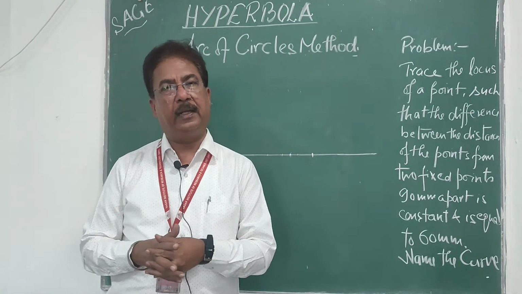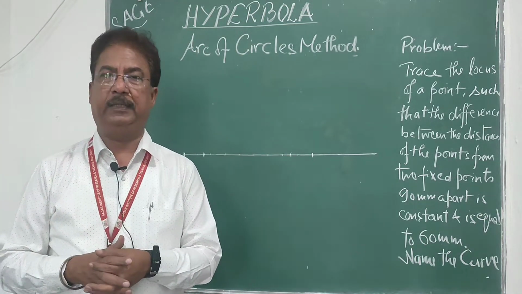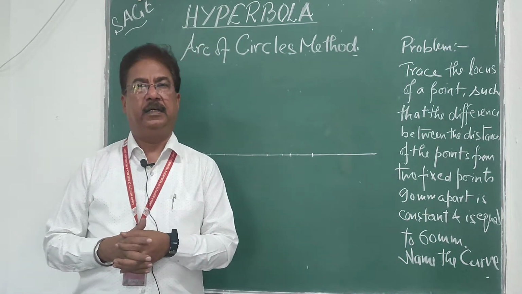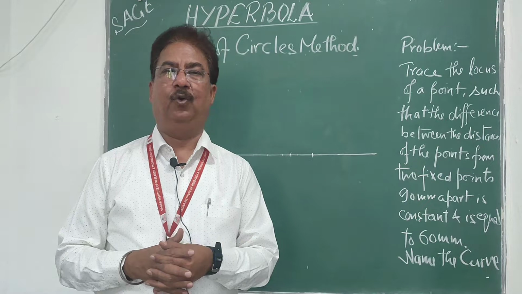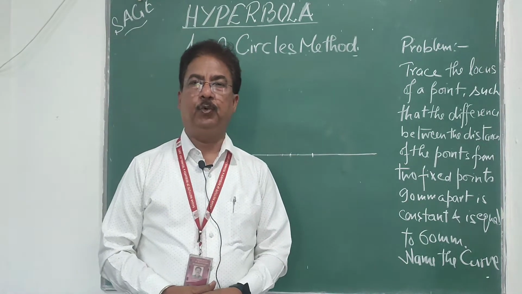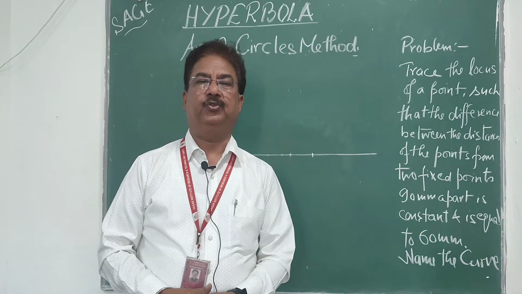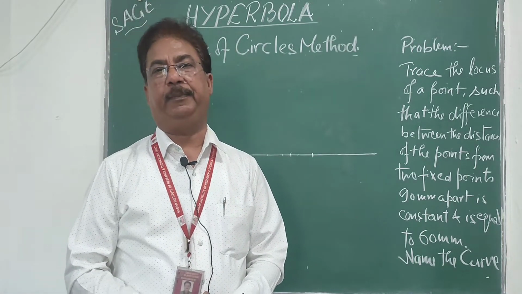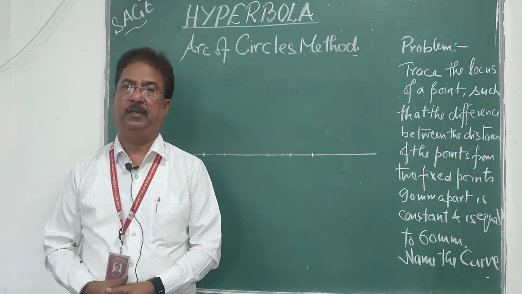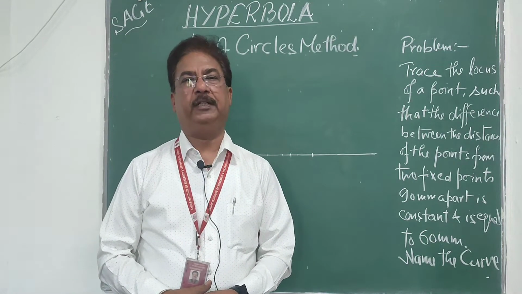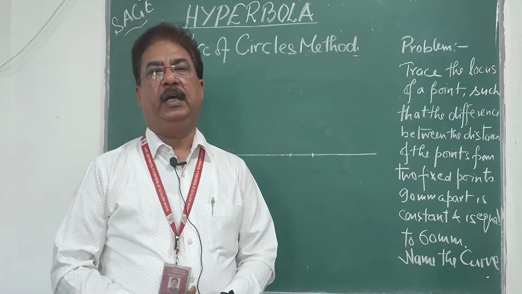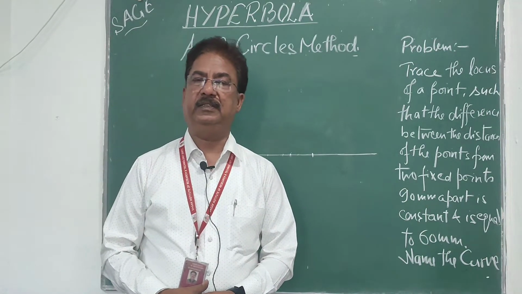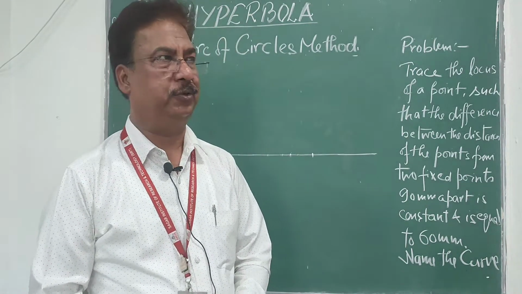As you remember, earlier I defined the hyperbola in the form of the locus of a point. A hyperbola can be defined as the locus of a point which moves in a plane in such a way that the difference of the distances from two fixed points remains constant. Those two fixed points will be the foci, and that fixed difference will be equal to the transverse axis. You have already studied this in mathematics also.